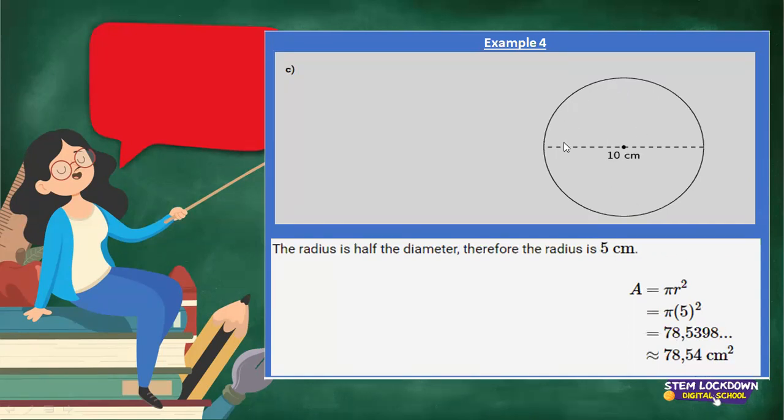We've got the circle with a diameter of 10. So therefore, automatically the area must be 78.54 centimeters squared. Okay.